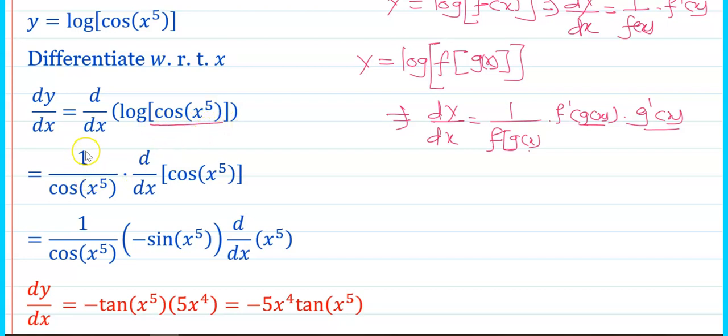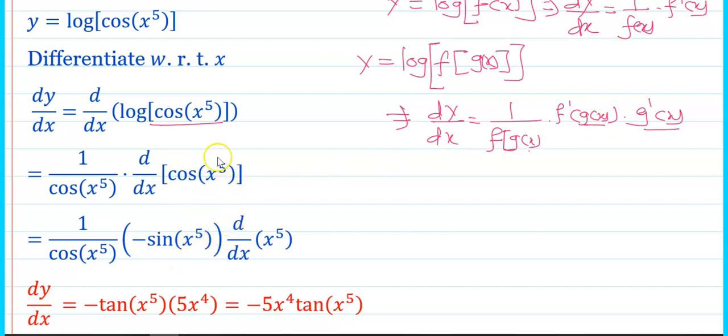Therefore, its derivative is 1 upon cos of x raised to 5 into d/dx of cos of x raised to 5. आता cos of x raised to 5 हा काय झाला? f of x. मग याचा डेरिव्हेटिव्ह किती? f dash of g of x. Cos of x raised to 5 चा डेरिव्हेटिव्ह minus sin of x raised to 5.